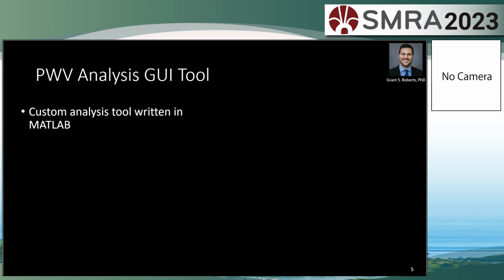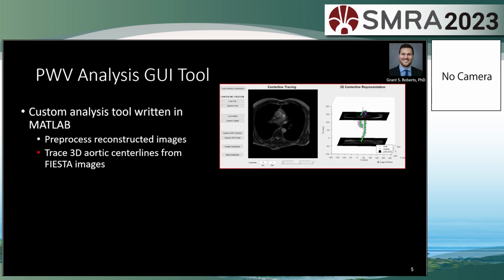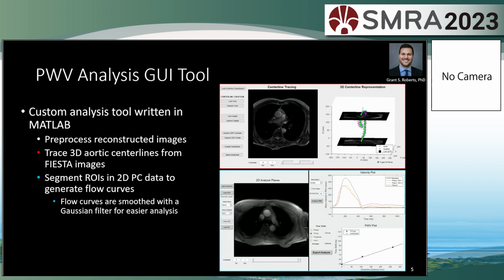So to analyze our data, we have this custom analysis tool written in MATLAB by my co-author, Grant Roberts. First, it pre-processes our reconstructed images. And then next, it guides a user through tracing an aortic center line in the Fiesta images by placing points in both the sagittal and axial views. And so this generates our vessel path lengths.